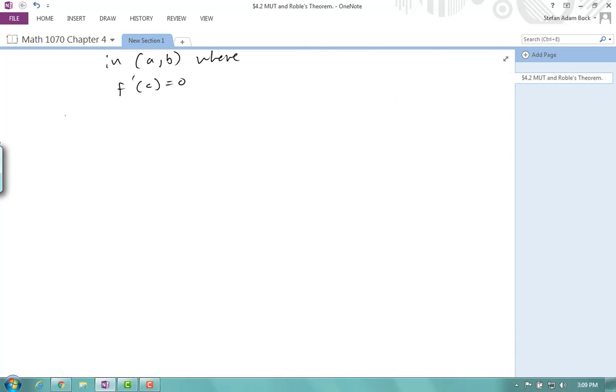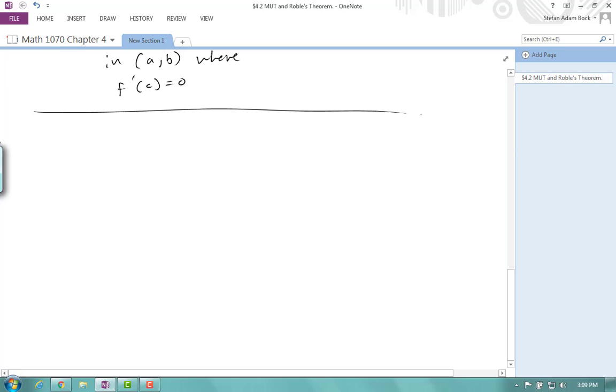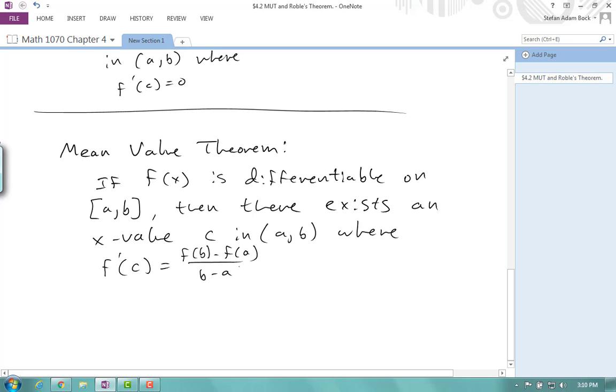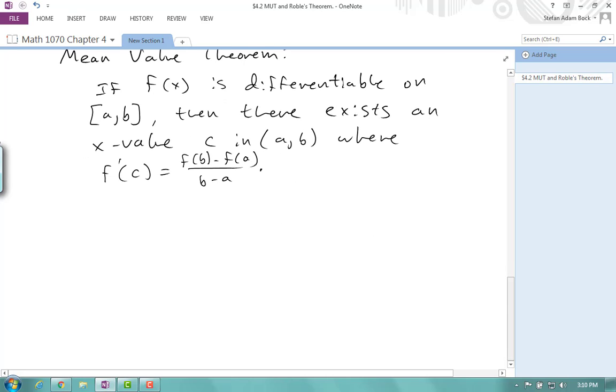The mean value theorem is very similar to Rolle's, but it's a lot more generalized. If f of x is a differentiable function, again on the closed interval from a to b, then there exists an x value c between a and b where f prime of c is equal to f of b minus f of a all over b minus a. Or in other words, this is saying that there's a spot c where the instantaneous rate of change is equal to the average rate of change.